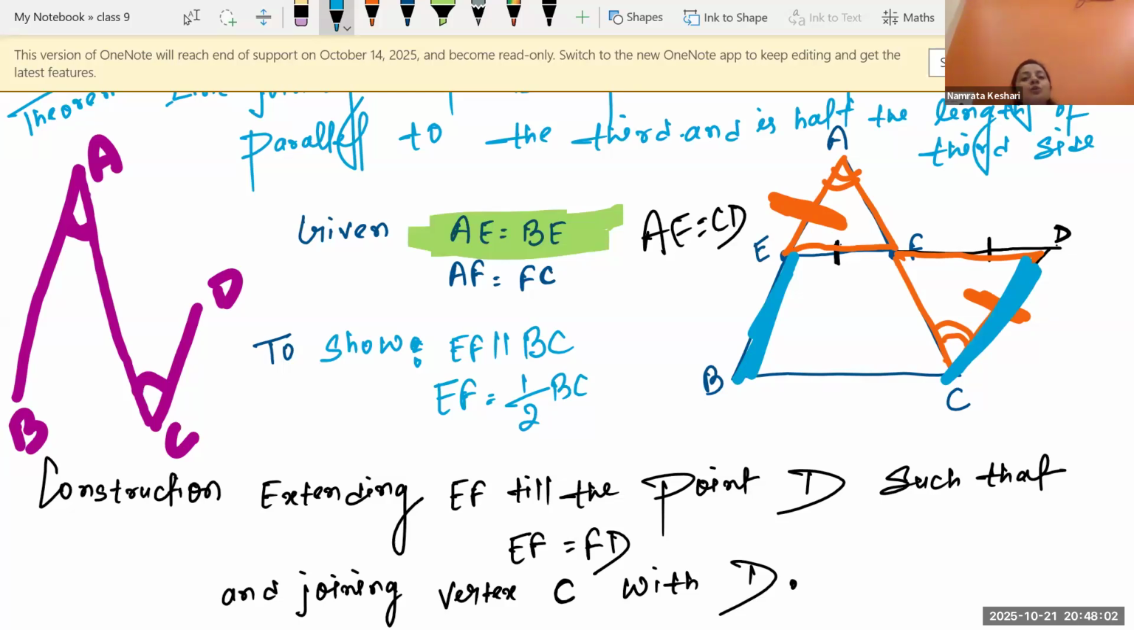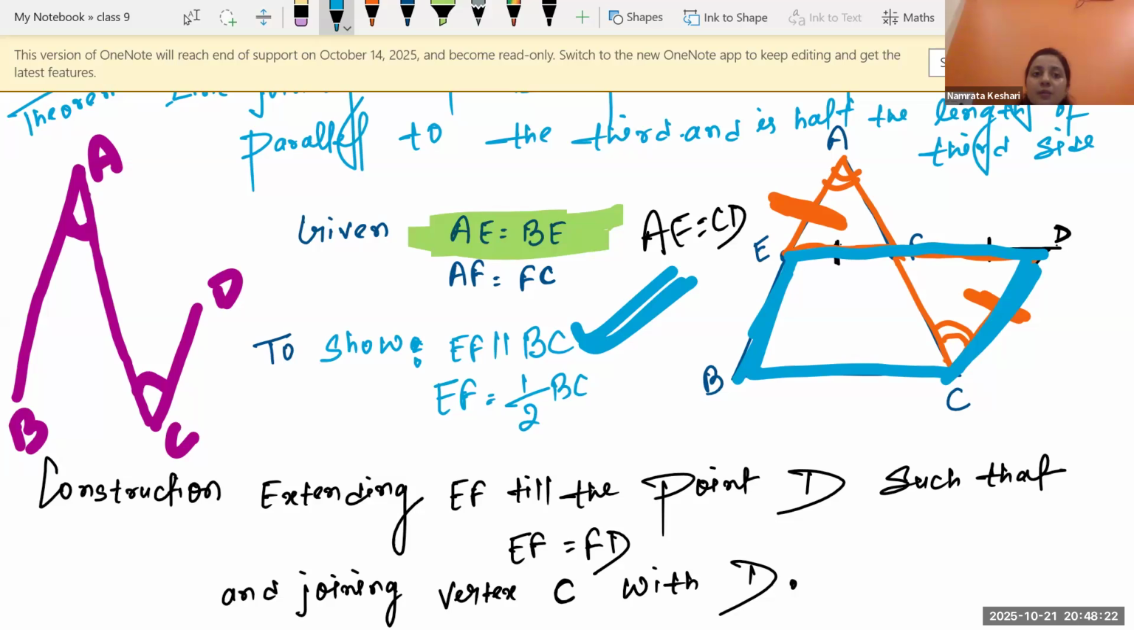Easily you will be able to say these two are equal in length as well. So first of all, you are saying this line is parallel. Now you are saying this length is the same, and hence it will become a parallelogram. And the moment you say it's a parallelogram, you are done with the proof. This proof is done. EF is parallel to BC.